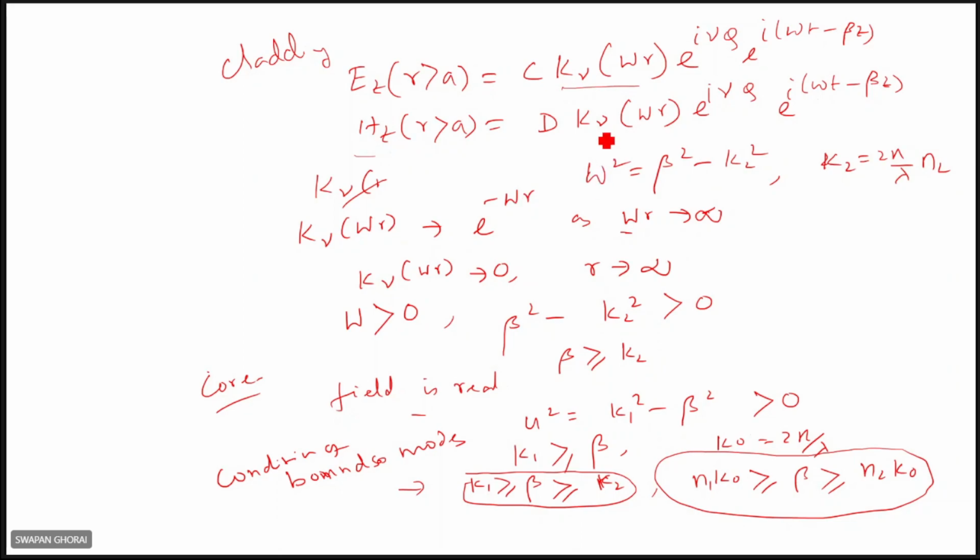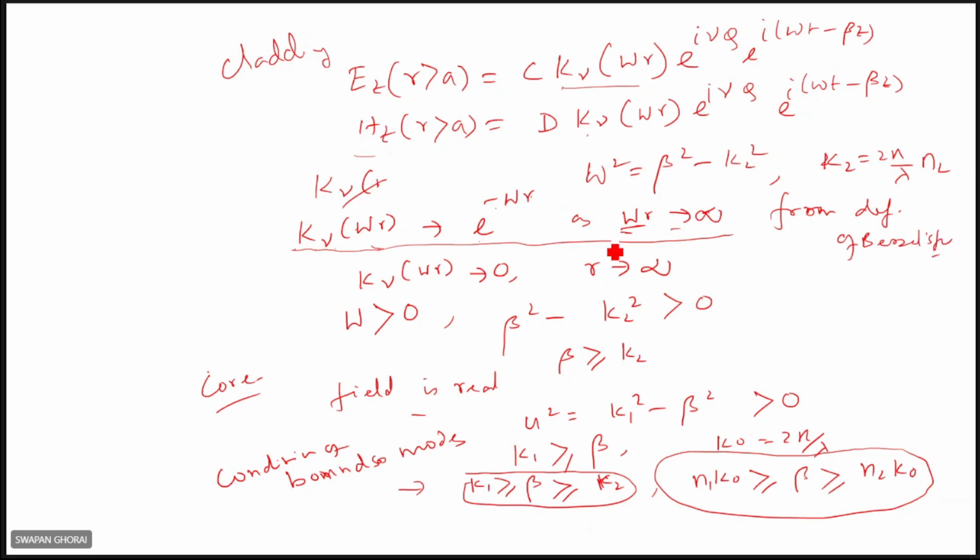Now, from the definition of Bessel functions, we can analyze this and find out the condition of bound modes. From the definition of Bessel function, this is decaying in nature. So it is K nu W R, which actually goes as e to the power minus W R when W R approaches infinity. That is from the definition of Bessel functions.